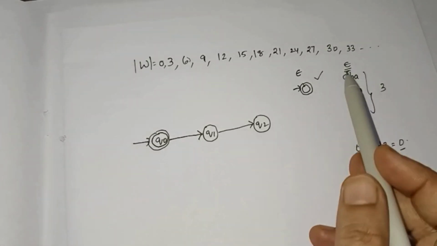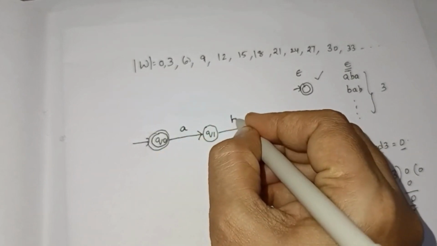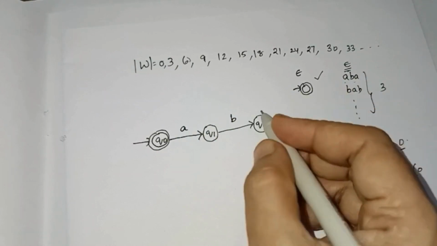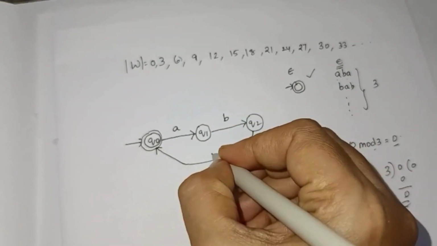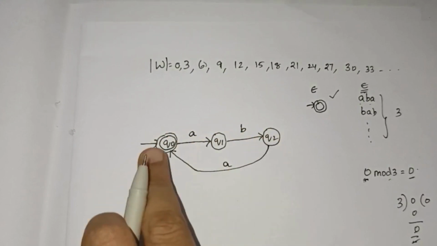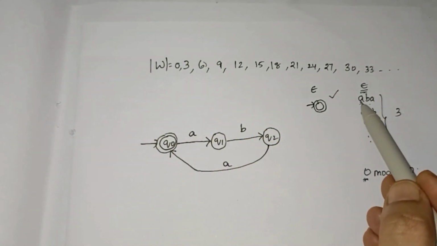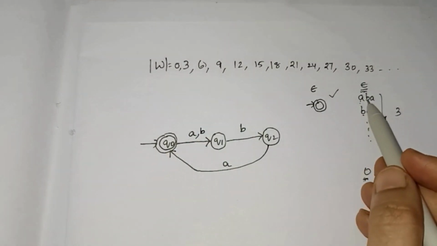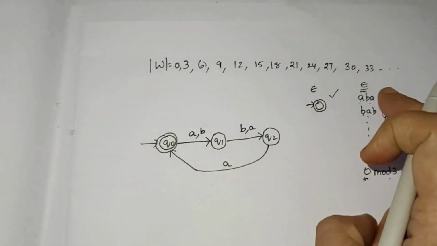Next, a string of length 3 should be accepted. So I can take A, B, A. This should end up in the final state, so from Q2 I am ending at Q0 with A. Okay, now the length is 3: 1, 2, 3. Length we have understood. Now we will try to take the sample strings. See, the first symbol can be A or B, so I can take A comma B here. The second symbol can be either B or A, so I can take B comma A. The third symbol can be A or B.